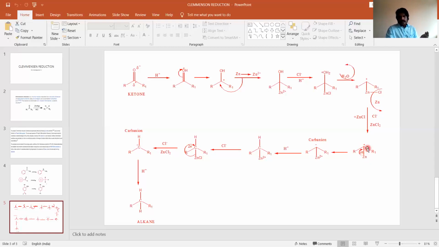Why? Because a plus charge is here. In order to compensate the plus charge, this Zn is sharing, or exchanging, 2 electrons to this carbon, and now Zn exists as Zn2 plus because it lost 2 electrons. But the plus charge on this carbon is exchanged with a minus charge because of the pair of electrons there. Now this is known as a carbanion. Remember, I mentioned this mechanism as a carbanion mechanism. Now we got a carbanion.